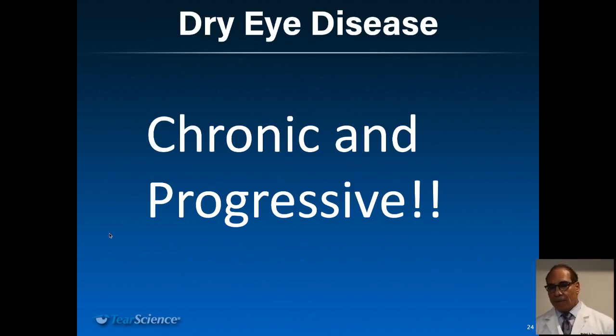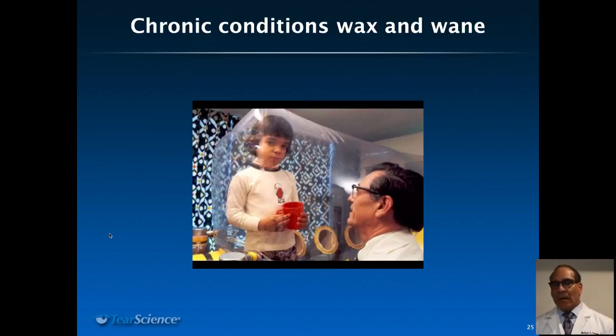So chronic conditions have a tendency to what we call wax and wane. That means there'll be periods of time where it wanes, it's comfortable, you're doing well, but then very often there will be a flare-up. That's very common. So we try to keep the patient as comfortable as we can, but we know that flare-ups will occur, and if so, then we devise appropriate treatment to calm that inflammation down.